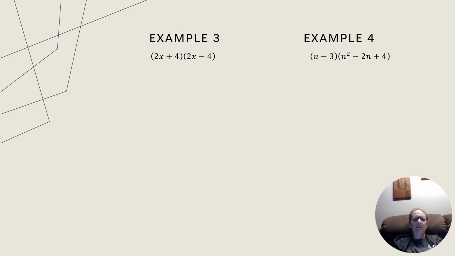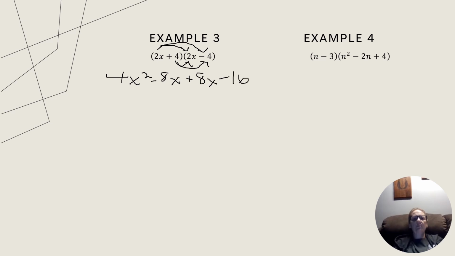Example 3 is just another problem like we've been doing. It's just to show a particular situation that can happen, which I'll show you at the end. So we're multiplying the 2x through. So 2x times 2x is 4x squared. 2x times negative 4 is negative 8x. And then I'm going to distribute the 4 through. So 4 times 2x is positive 8x. And then 4 times negative 4 is negative 16.